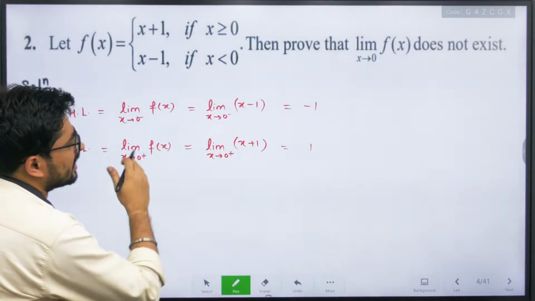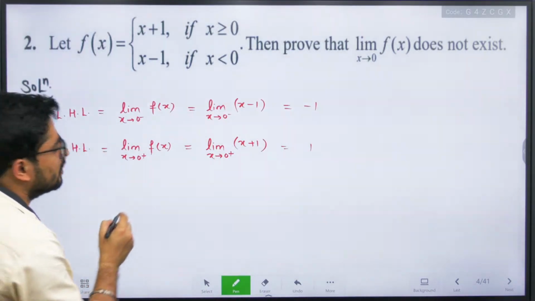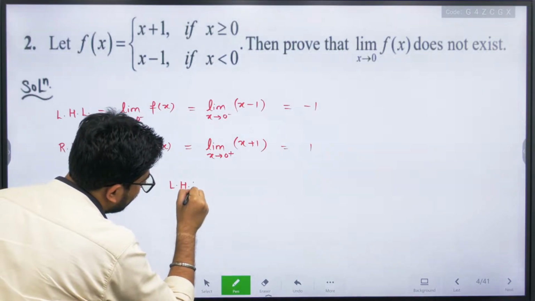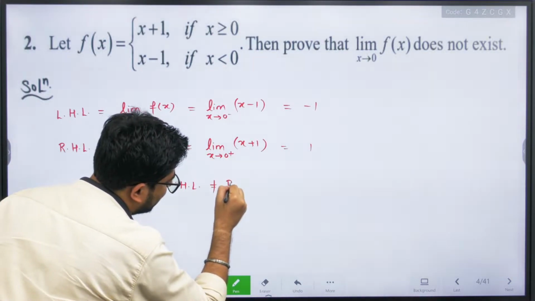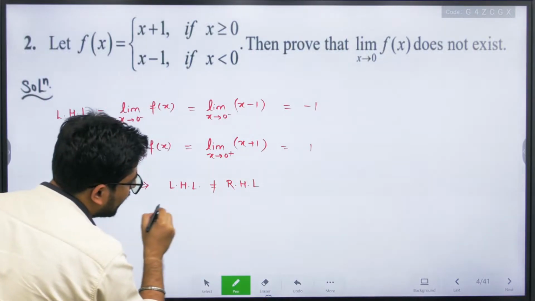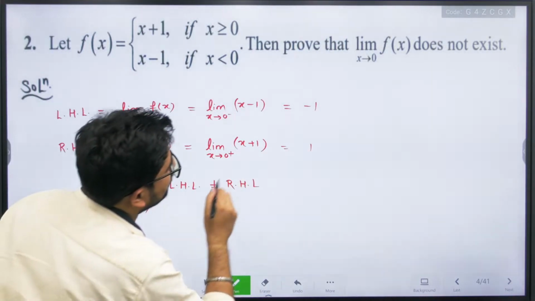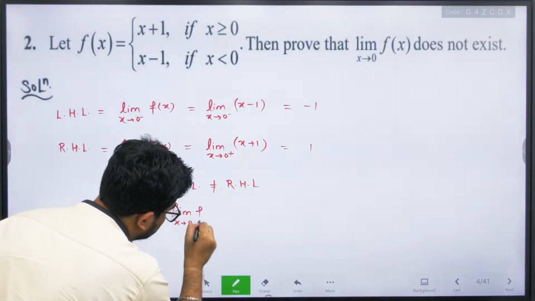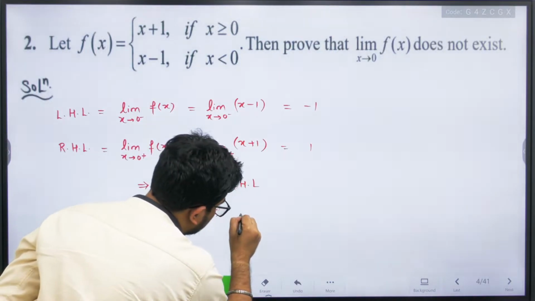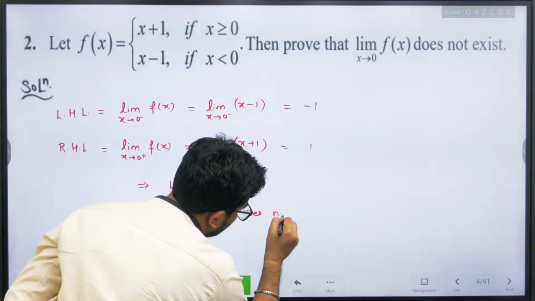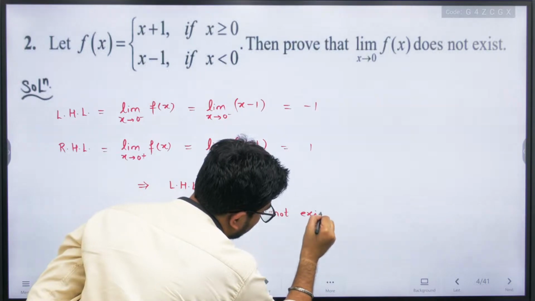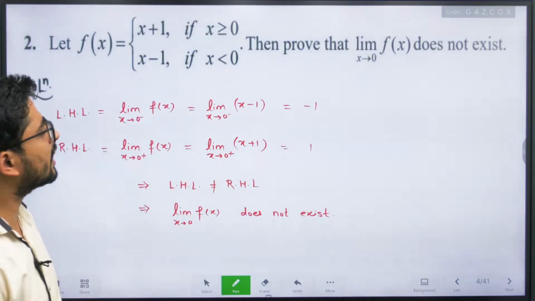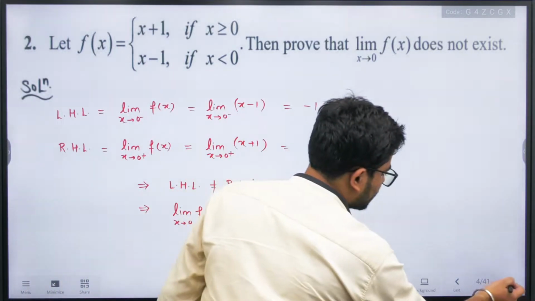So clearly, the left hand limit and right hand limit are not equal. From here you can say LHL is not equal to the right hand limit. So the limit x tends to 0 of f(x) does not exist. The limit does not exist at 0. So this is your question number 2. Now let's do the next one.